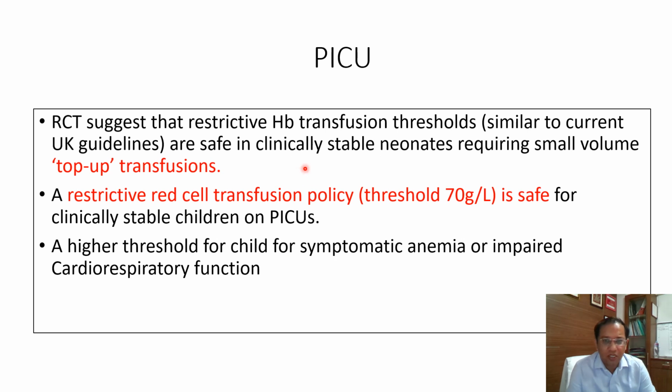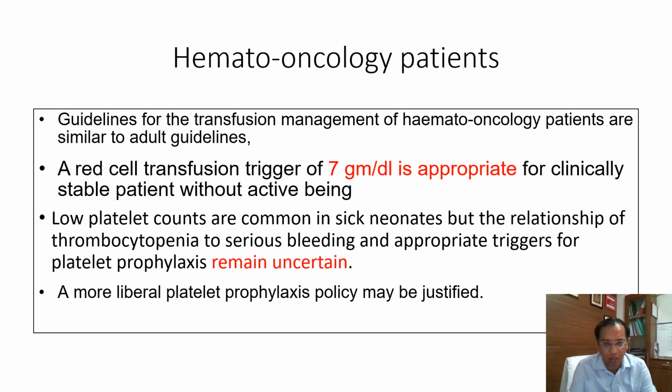There are special situations such as in the PICU or the pediatric ICU. The randomized control trial suggests that a restrictive hemoglobin transfusion threshold, that is 7 gram per deciliter, is safe in clinically stable neonates requiring small volumes of top-up transfusion. So a restrictive red cell transfusion policy is safe for clinically stable children in the PICU. However, if the children have symptomatic anemia or impaired cardiorespiratory function, a higher threshold for the child may be sought.